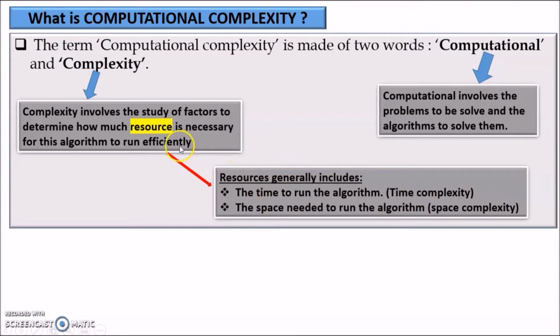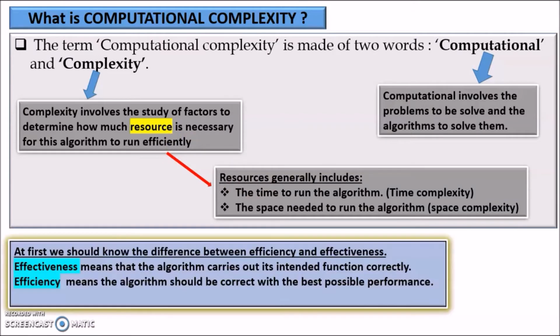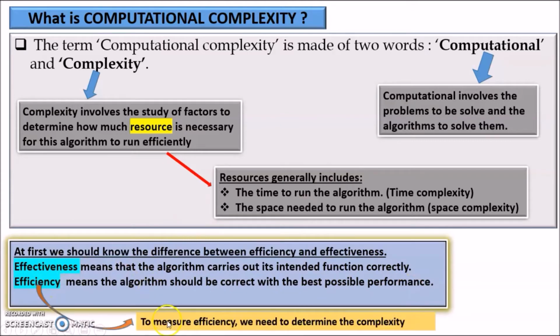Now, at this point, you should know the difference between effectiveness of the algorithm and efficiency of the algorithm. Effectiveness means that the algorithm carries out its intended function correctly. Efficiency means the algorithm should be correct with best possible performance. So to measure efficiency, we need to determine the complexity. In the next slide we will see how we are going to determine the complexity of an algorithm.